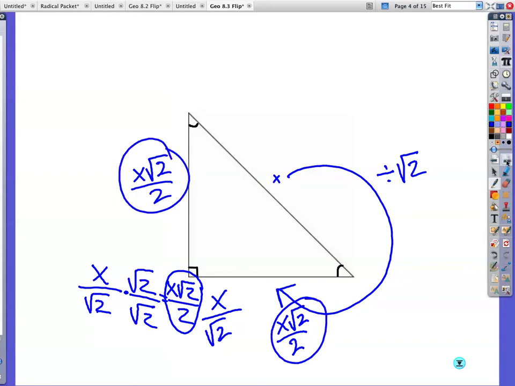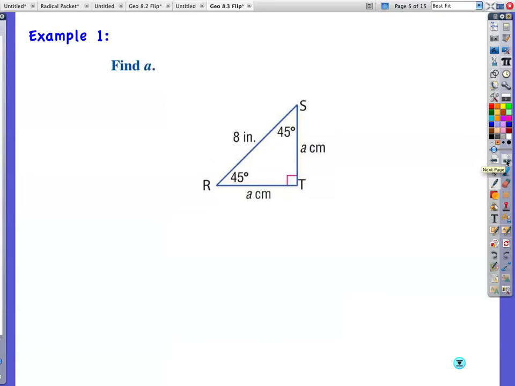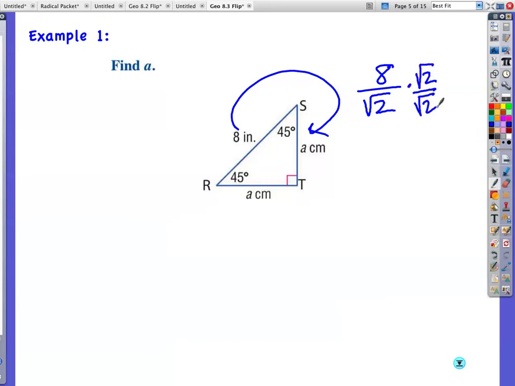All right, let's work it with some actual numbers because that'll make you feel better. Find the value of a. So here I have 8. I want to go from the hypotenuse back to a leg. So I'm going to take 8 and divide by square root 2. In order to leave my answer without a radical in the denominator, I multiply the numerator and the denominator by square root 2. Remember, this value is actually 1.